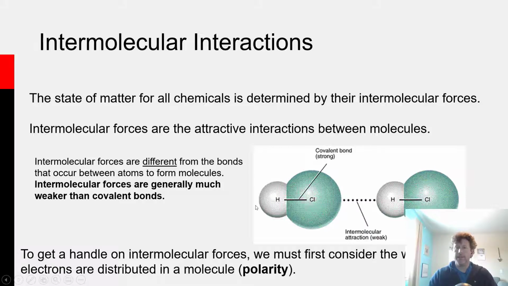And just as a final reminder, in this chapter, when we're talking about overcoming intermolecular forces, we're talking about overcoming the attractive forces that act between molecules. We're not talking about breaking covalent bonds between atoms inside a molecule. So we're talking about this, not this. We're talking about this, not this.